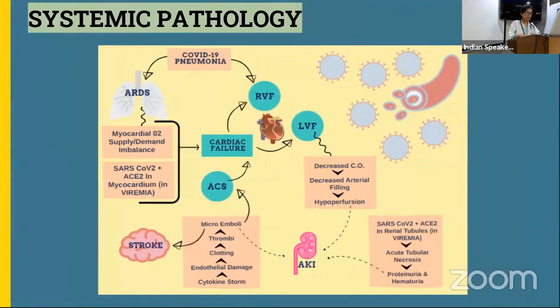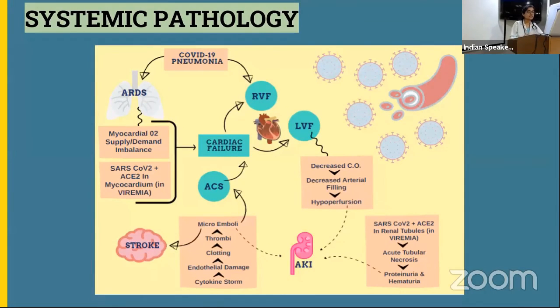So this is a diagrammatic representation that I made to make the systemic pathology simpler by linking some organ systems involved in COVID-19. So COVID-19 pneumonia leads to ARDS, which causes myocardial oxygen supply-demand imbalance, since there is hypoxic damage to the myocardium, plus there is increased workload on the poor myocardium, as the rest of the body demands high oxygen, which is already in the state of hypoxia. This leads to cardiac failure.